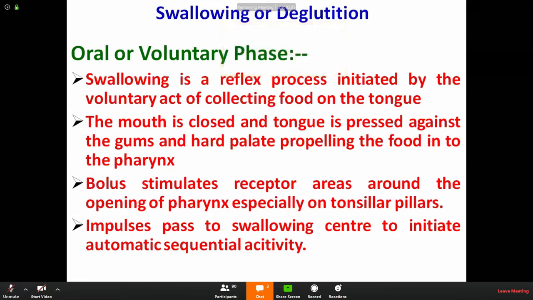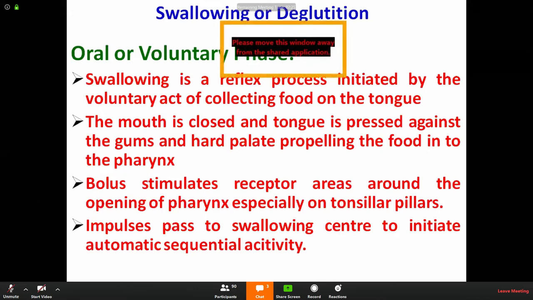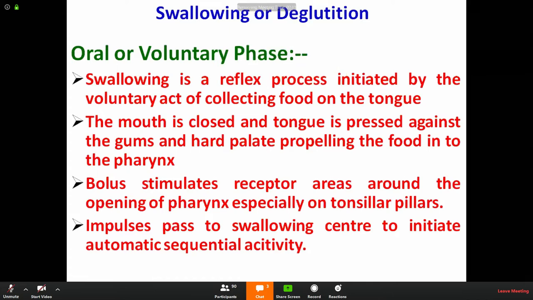Once food is collected on the tongue and the mouth is closed, the tongue is pressed against the gums and hard palate, propelling the food into the pharynx. So the bolus stimulates the receptors around the opening of the pharynx, especially on the tonsillar pillars, and impulses pass to the swallowing center to initiate the automatic sequential activity.